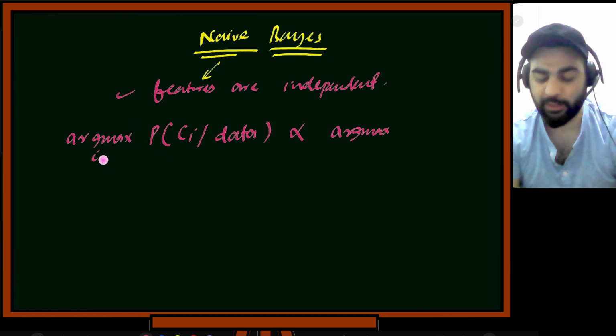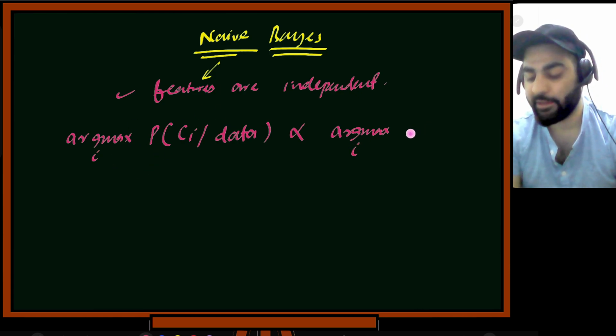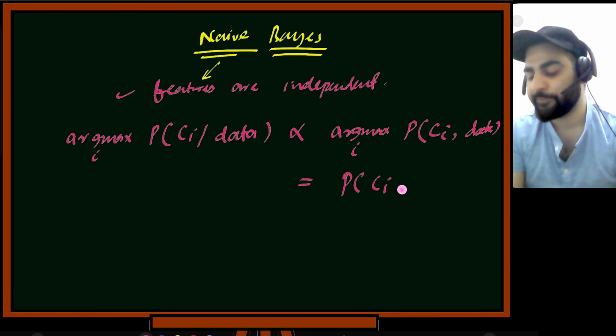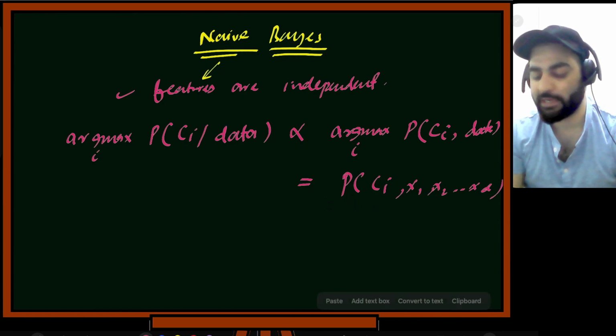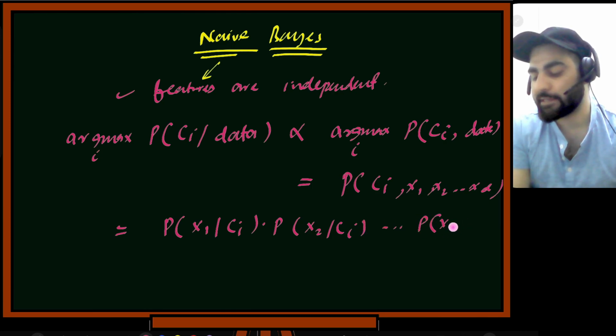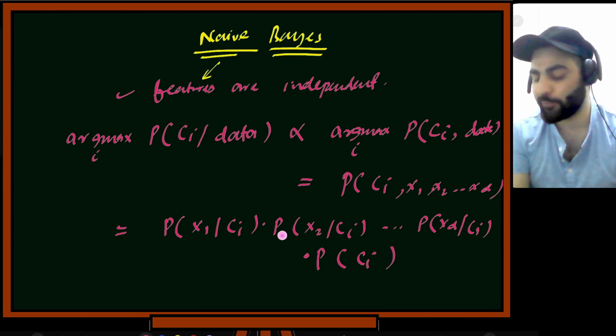So it's basically equivalent to computing this argmax over i of the probability of Ci given the data. The data is x, and we saw that this can be represented as probability of Ci, comma x1, x2, till xd. Then we use the rule that each feature is independent, so we get probability of x1 given class Ci multiplied by probability of x2 given class Ci, and so on till probability of xd given class Ci, multiplied by probability of class Ci. And we have to maximize this value.